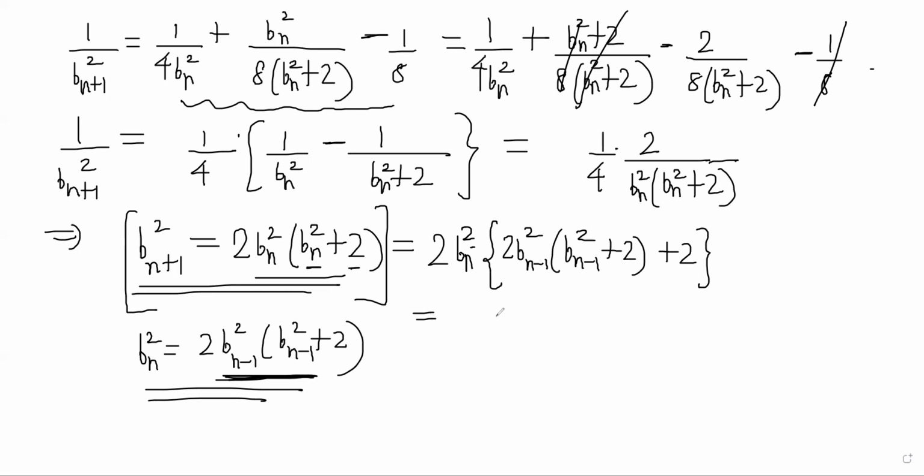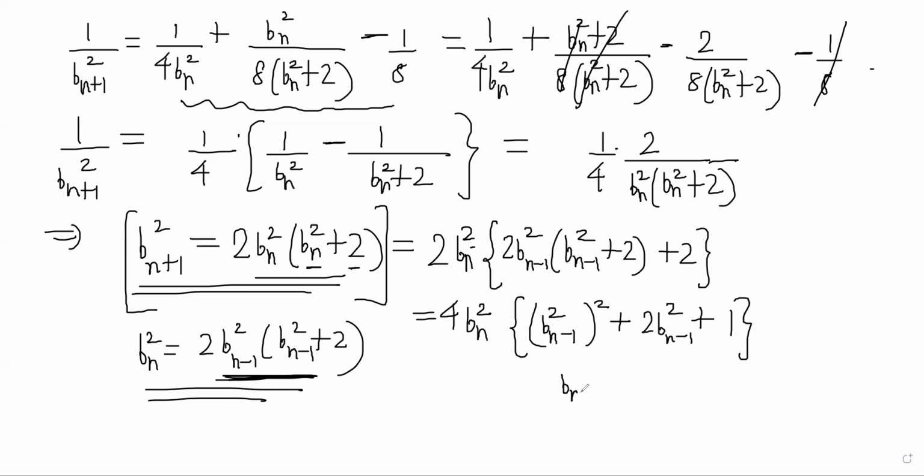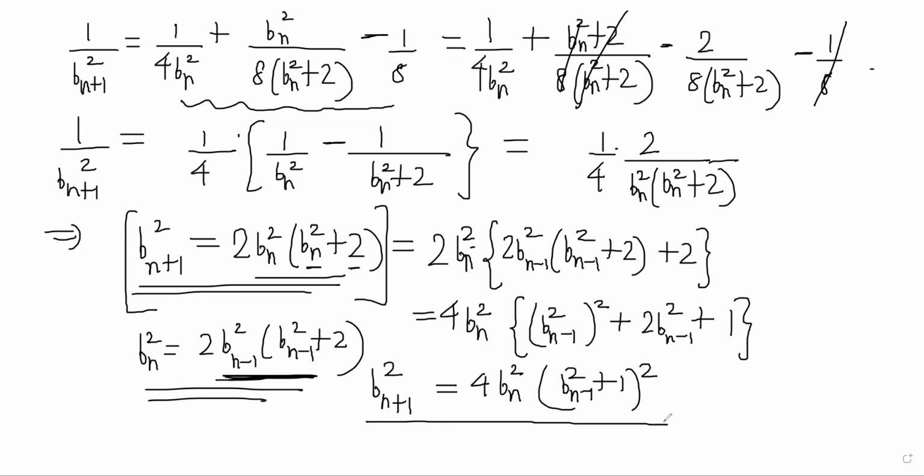So that can be written now as, to take a 2 common from outside, 4 bn square. This becomes bn minus 1 square whole square plus 2 bn minus 1 square plus 1, which is basically bn minus 1 square plus 1 whole square. And 4 bn square is outside, right? So what we are getting finally is bn plus 1 square is equal to this, right? Which implies that bn plus 1 is equal to 2 bn minus 1 square plus 1, right?